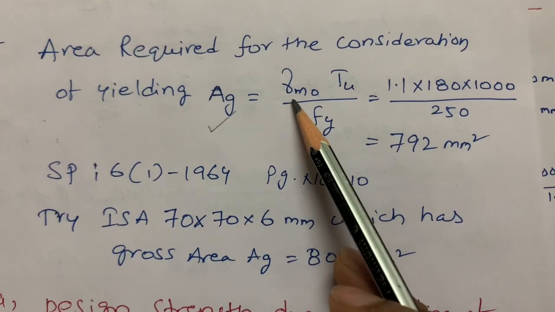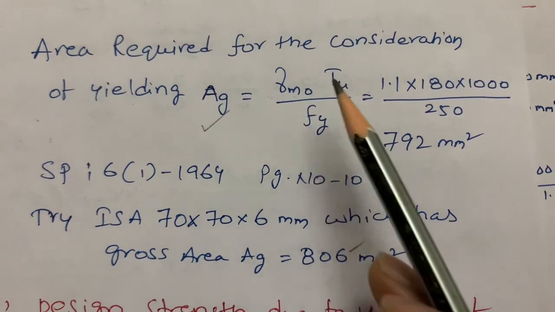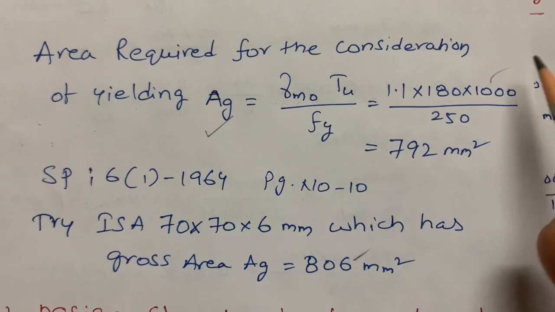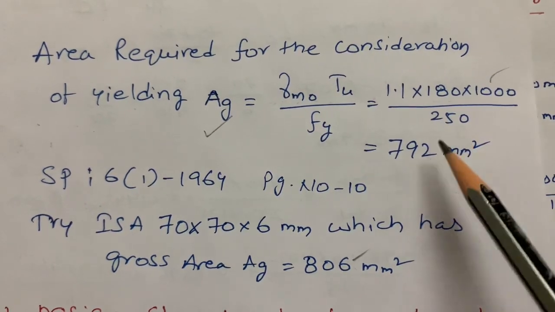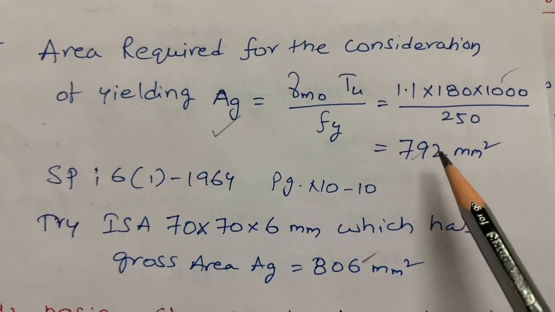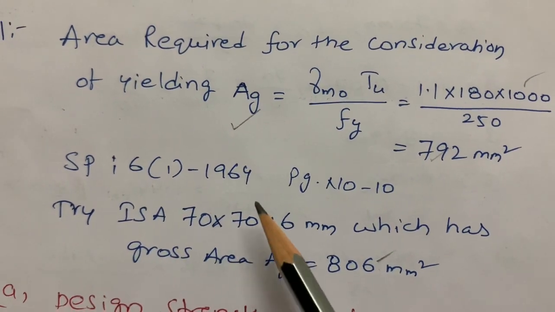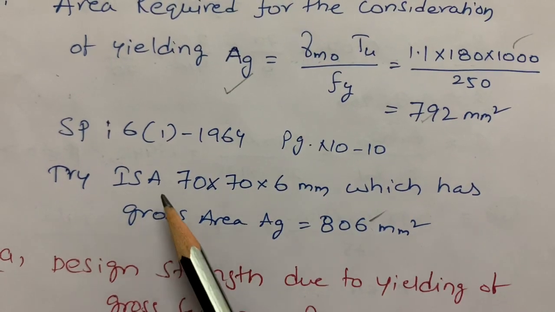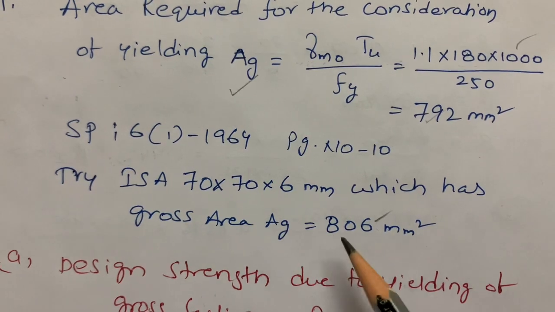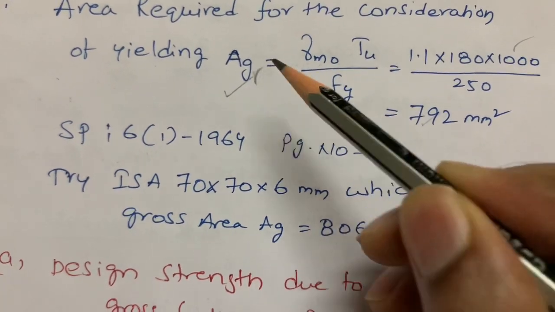Gamma m0 is the partial safety factor, available in Table 5, page number 30. Tu is the tensile force already given in the question, 180 kilonewtons. I multiplied with 1000 and divided by the yield stress, 250. So I got 792 square millimetres. After getting this value, we choose the angle section by referring to SP6. On page number 10, I choose a 70 by 70 by 6 mm angle section because its gross area is 806, which is closest to the Ag required value.